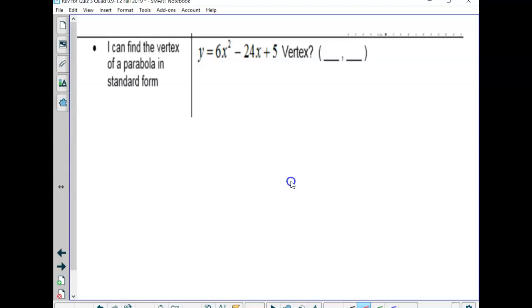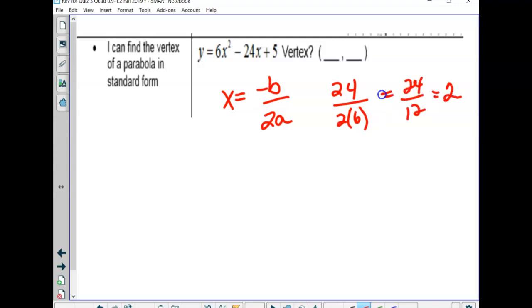Where's the vertex, guys? How do we find the vertex besides using the calculator? X equals opposite of B over 2A. So the opposite of B here would be 24 over 2 times 6. 24 over 12 is 2. And how do we find the y coordinate of the vertex? We plug it back in. Negative 19 maybe?